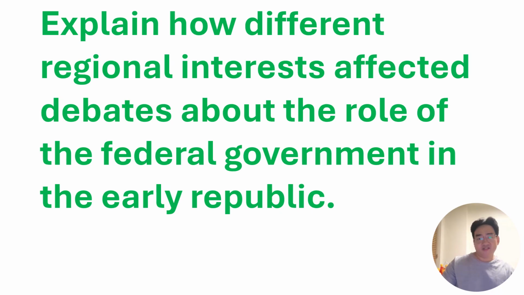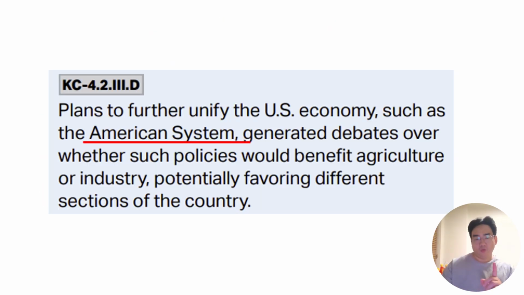Basically, what this means is if you have regional interests, like the North has their agenda, the middle states have their agenda, the southern states have their agenda, how is the federal government, the central government, going to deal with all these differing interests? One thing that is very important is this system called the American system. Whenever you see this word, I want you to always associate it with a politician named Henry Clay.